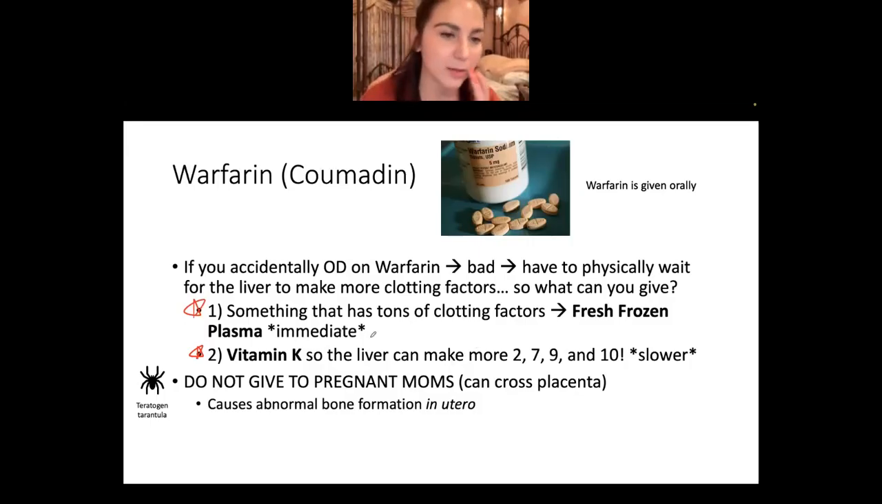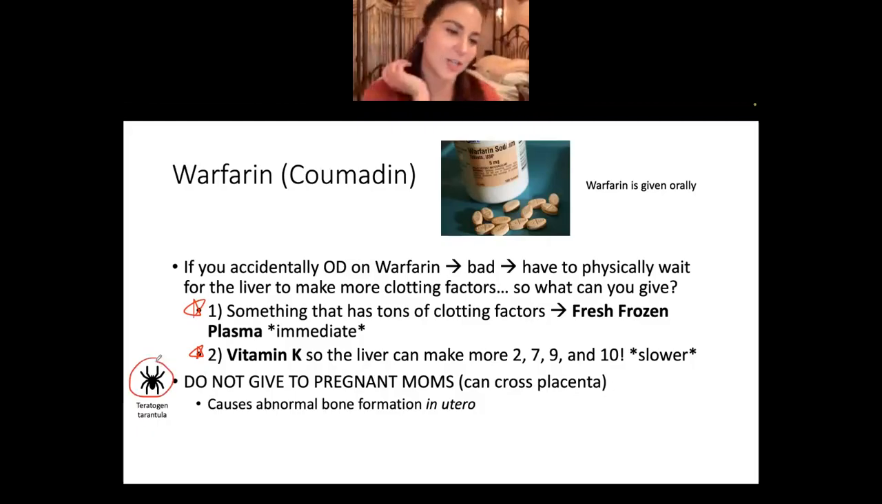So a lot of the time, doctors will give FFP or even cryoprecipitate, something with clotting factors. You can also give vitamin K in theory, they just don't usually do it. But hopefully that makes sense, because warfarin is blocking the vitamin K factors, so you just give vitamin K. Okay, and then the last thing is here I'm introducing with the farm now, my teratogen tarantula.